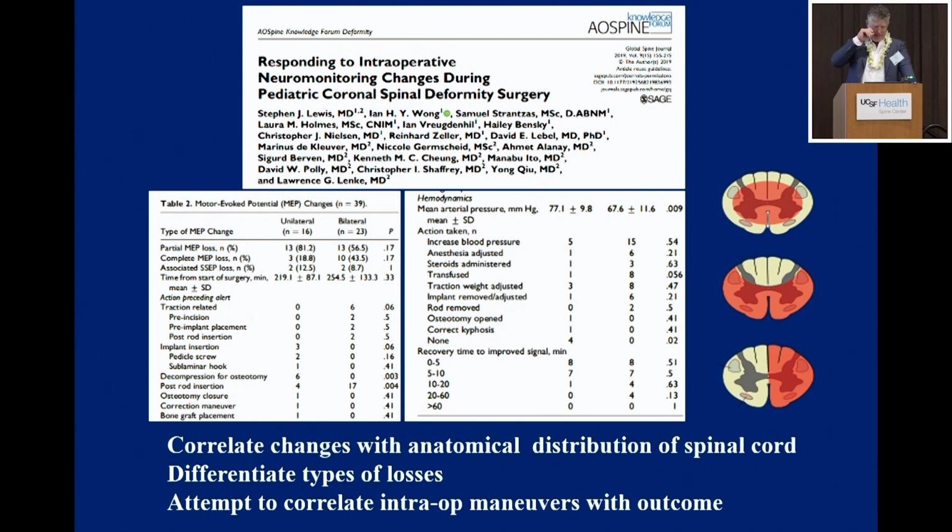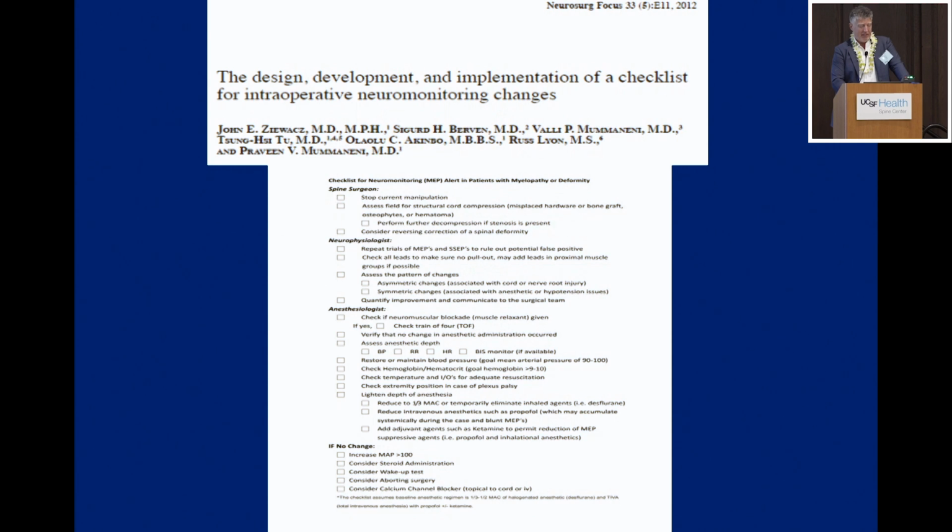But this is a really nice paper to Steve Lewis, who's one of our esteemed guests for this course. The idea of correlating the changes that we're seeing with the anatomic distribution of the spinal cord and recognizing different types of losses, different patterns of losses. And this paper is really thorough in terms of looking at when is there loss, during instrumentation, during decompression, during osteotomy closures, and what are the responses. And it's actually an observational paper, or it's actually an expert opinion, isn't it, Stephen? There was a lot of variation in how people respond to these scenarios.